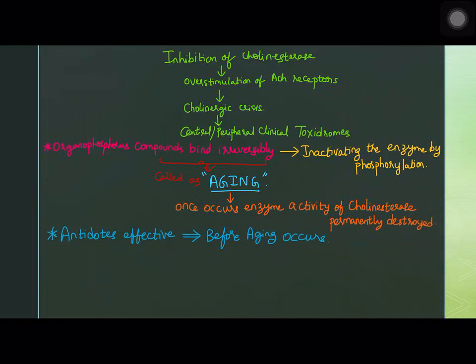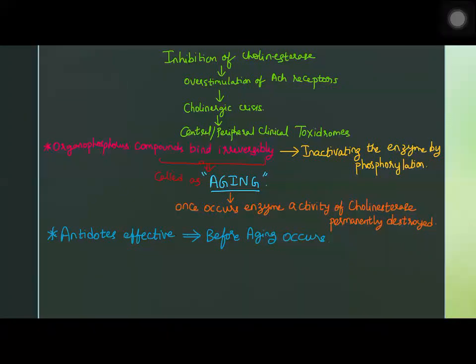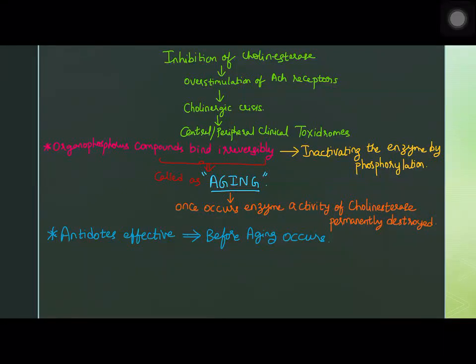Generally, after the nerve stimulation has completed, the acetylcholine will be degraded by this cholinesterase. So, because this cholinesterase is inhibited by these organophosphorus compounds, the acetylcholine will not be degraded. So, it will lead to overstimulation of the acetylcholine receptors that will cause cholinergic crisis, and that will cause central and peripheral clinical toxidromes.